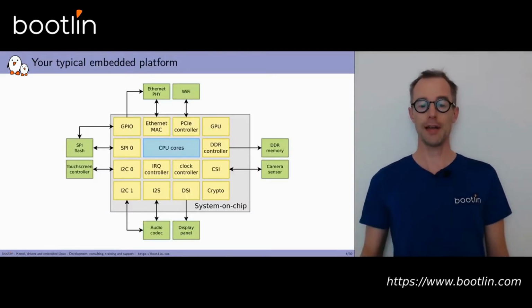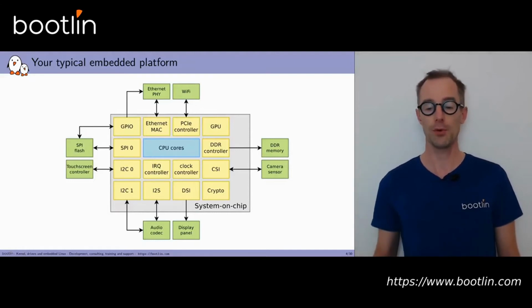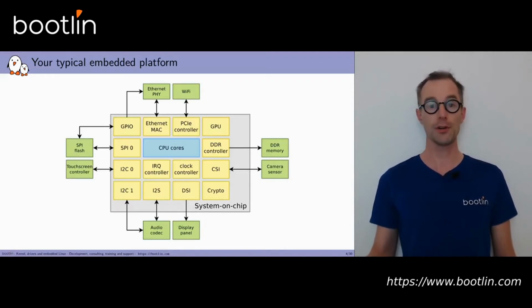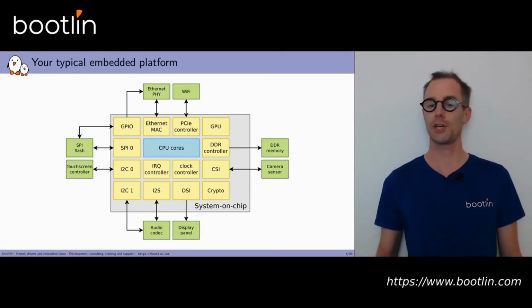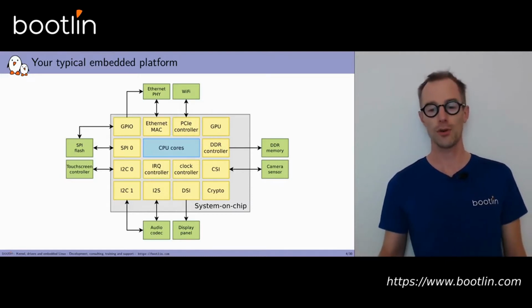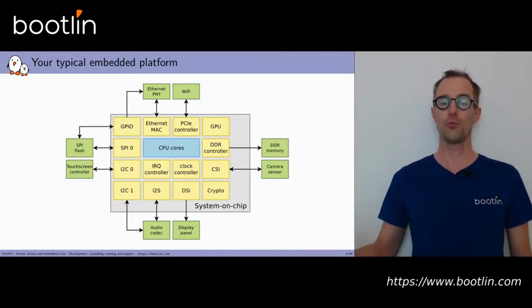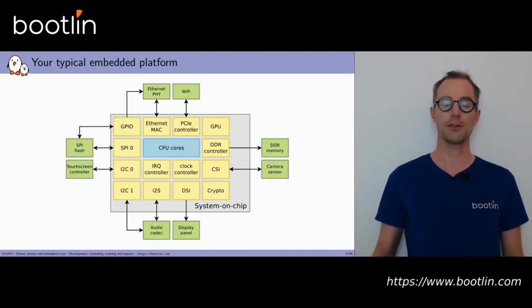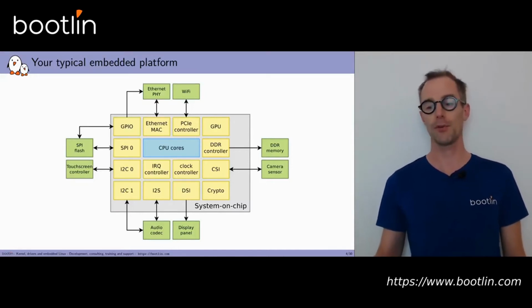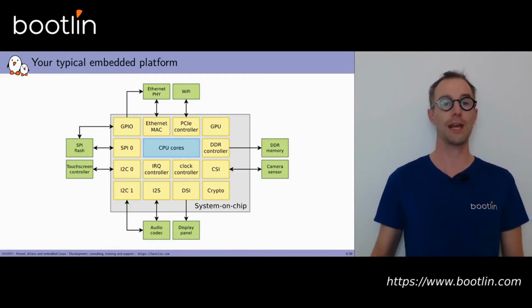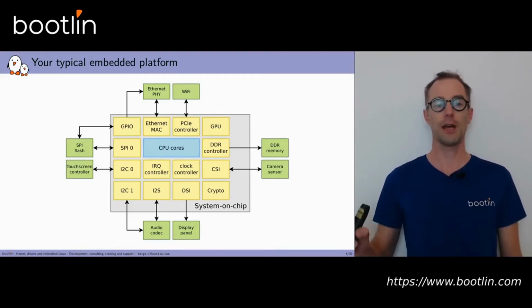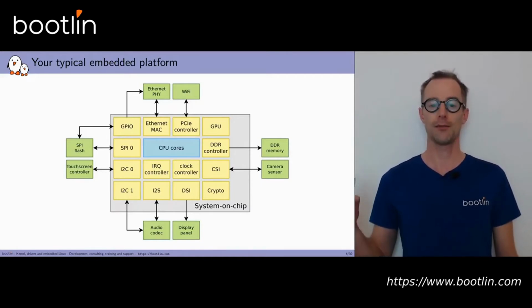So this is a slide showing an example embedded platform which contains a system on chip in the middle in the gray box. This system on chip includes a number of CPU cores in blue and around it a number of peripherals such as GPIOs, Ethernet MAC, PCIe controller, GPU, DDR controllers and many others. This system on chip is then included into a board on which you have additional components such as a SPI flash, a touchscreen controller, a DDR memory, a camera sensor, a display panel, an audio codec, and more. And this typical embedded platform is important to keep in mind, as the reason for the device tree is to describe the hardware that we have in such platforms.